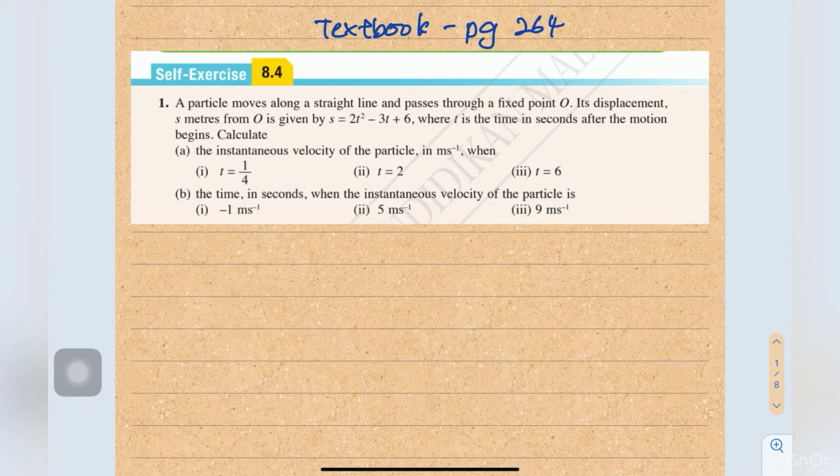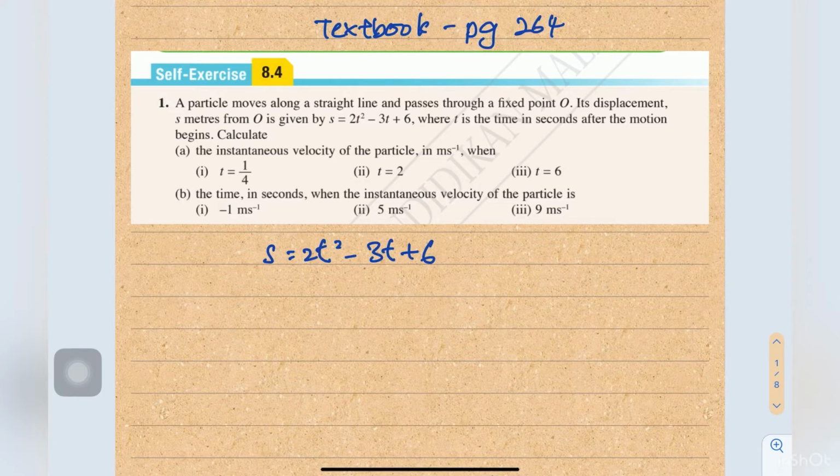A particle moves along a straight line and passes through a fixed point O. Its displacement s meters from O is given by s equals 2t squared minus 3t plus 6, where t is the time in seconds after the motion begins. Calculate A, the instantaneous velocity of the particle in meters per second.